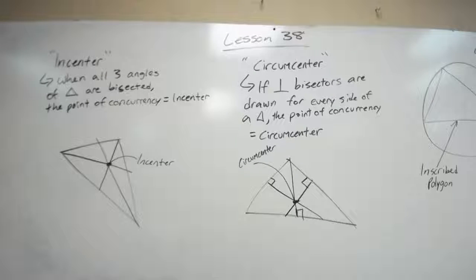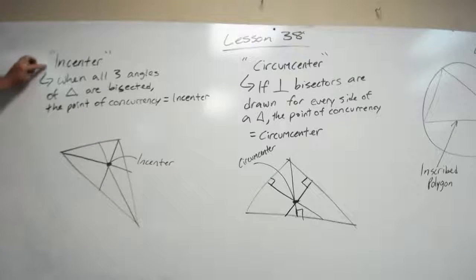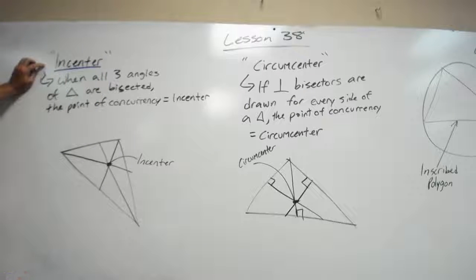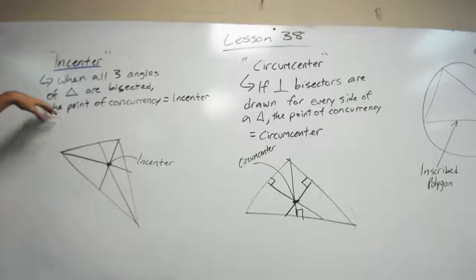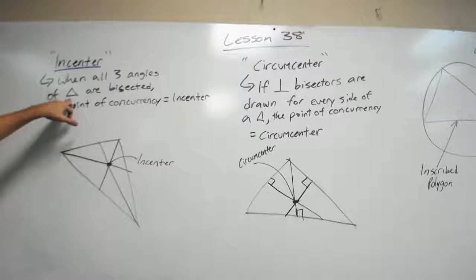We're going to look at a few definitions in lesson 38, a few more referring to centers and triangles. The first one we're going to look at is the incenter. The incenter is the point of concurrency when all three angles of a triangle are bisected.